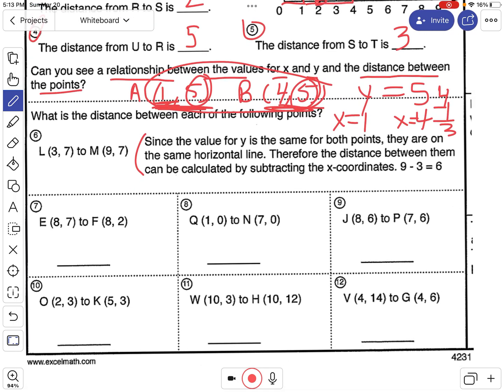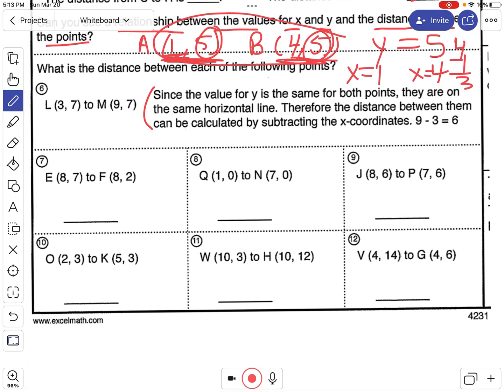Let's try some of these. I'm going to go down to here. I'm just going to subtract. So here's point E, we're going to say is at 8, 7. Point F is at 8, 2. Notice the X is the same, 8 and 8. The difference is 7 and 2, so we're going to subtract 7 minus 2 to get 5. The distance is 5 units. All right, pause the video, try number 8, and turn it back on to see the solution.